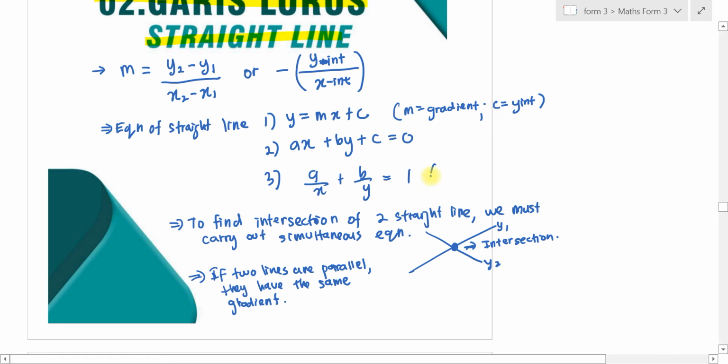One more thing, here the A is the x-intercept, your B is equal to the y-intercept. I forgot to say what A and B are.